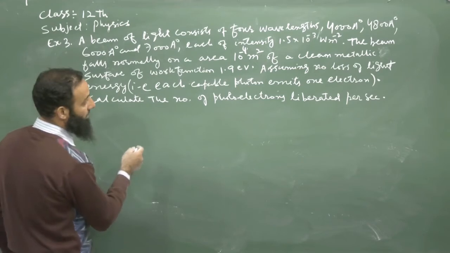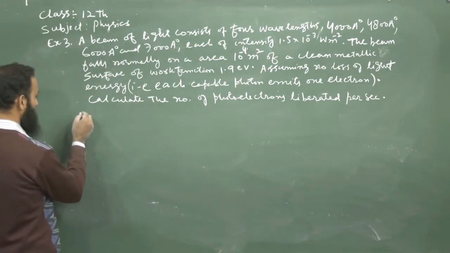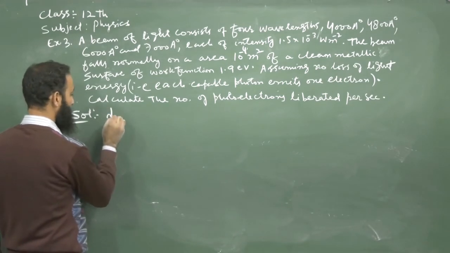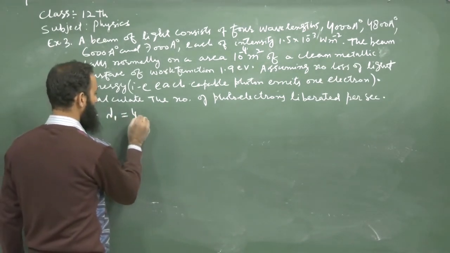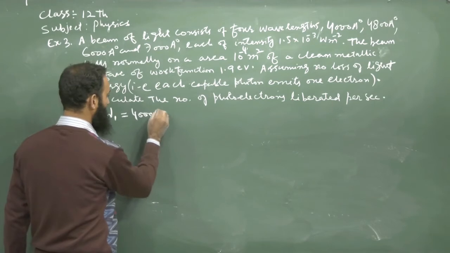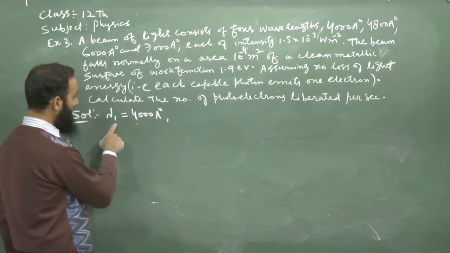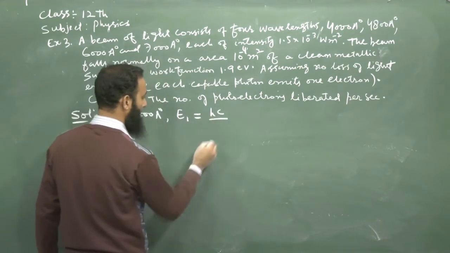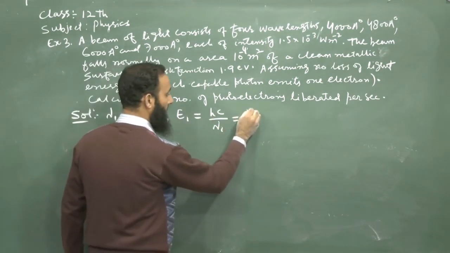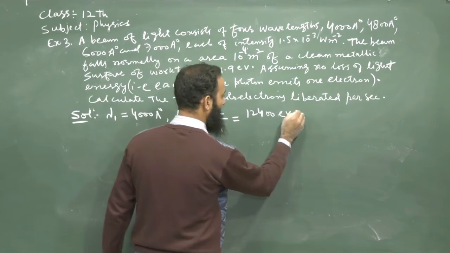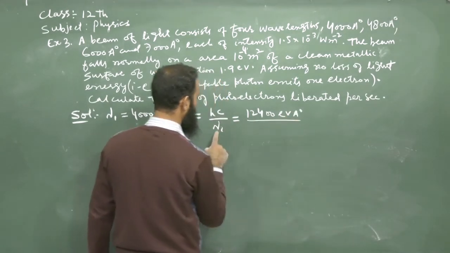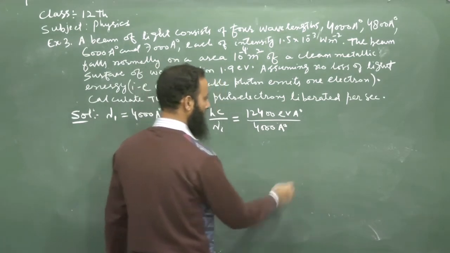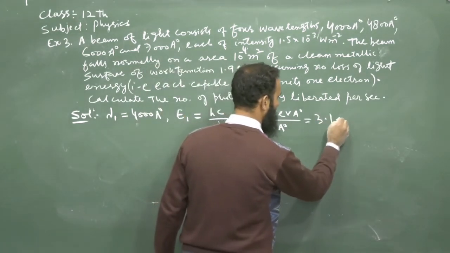So here, first of all, let us see what parameters are given. Solution. Lambda 1 is equal to 4000 angstroms. The energy of the photon is given by hc by lambda 1, which is 12400 electron volt angstrom divided by lambda 1, 4000 angstroms. This is equal to 3.1 electron volt.